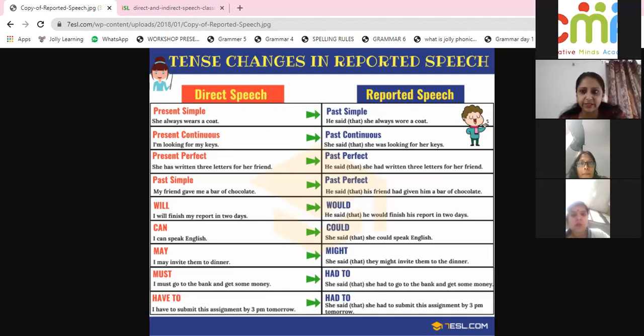I'm looking for my keys. She said that she was looking for her keys. She has written 3 letters for her friend. He said that she had written 3 letters for her friend. My friend gave me a bar of chocolate. He said that his friend had given him a bar of chocolate. I will finish my report in 2 days. He said that he would finish his report in 2 days. I can speak English. She said that she could speak English. I may invite them to dinner. She said that they might invite them to dinner.